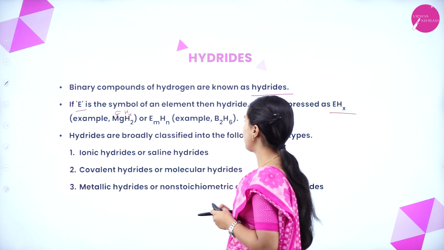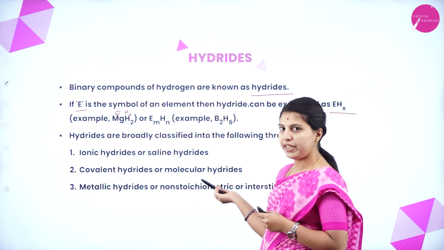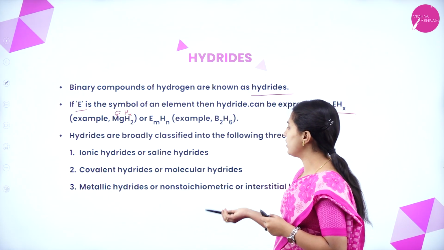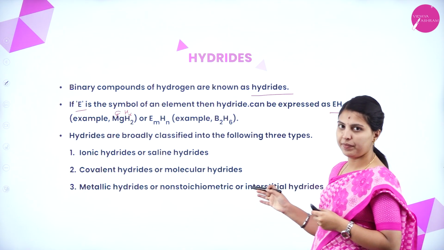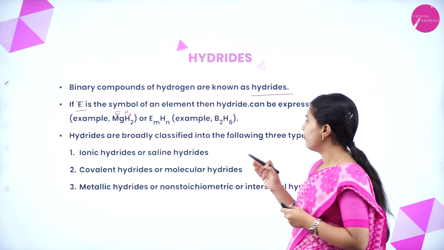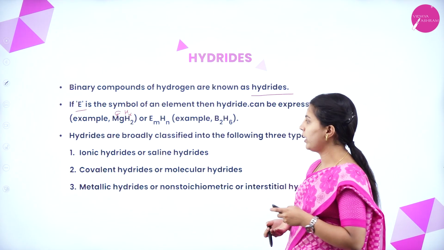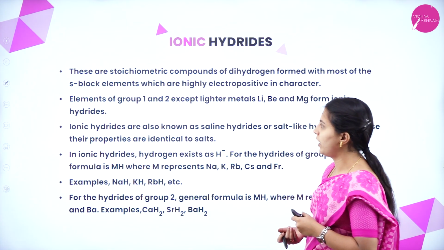Hydrides are broadly classified into the following three types: ionic hydrides or saline hydrides, covalent hydrides or molecular hydrides, metallic hydrides or non-stoichiometric or interstitial hydrides. These are the three types into which hydrides are classified. First we'll see what are ionic hydrides.